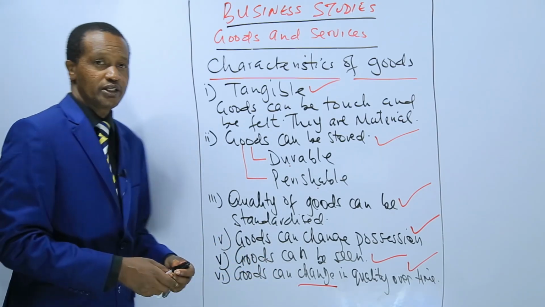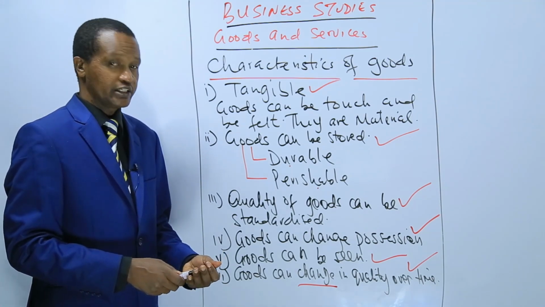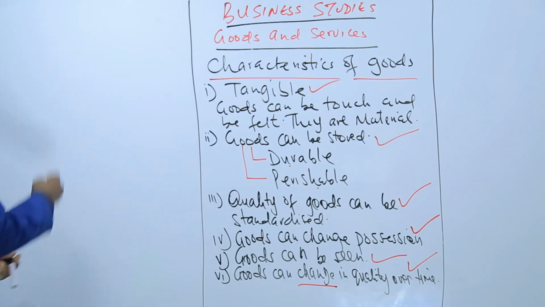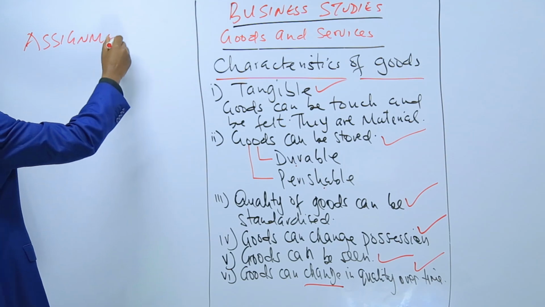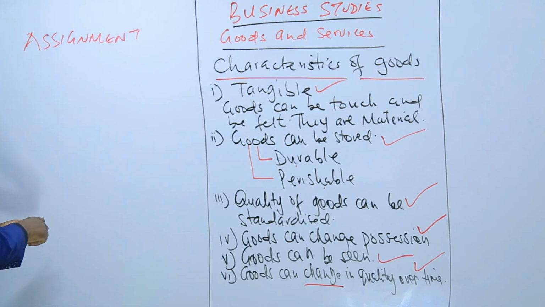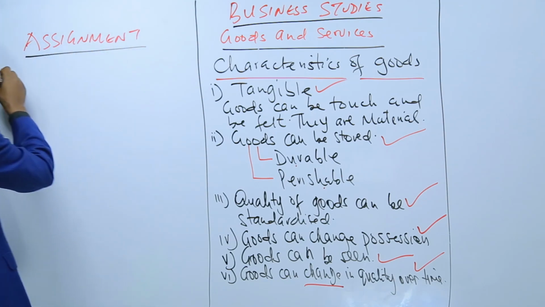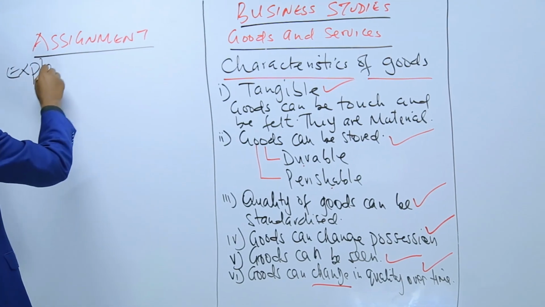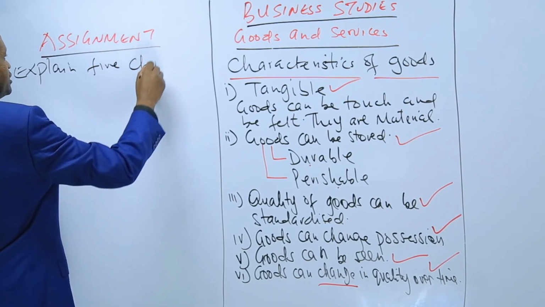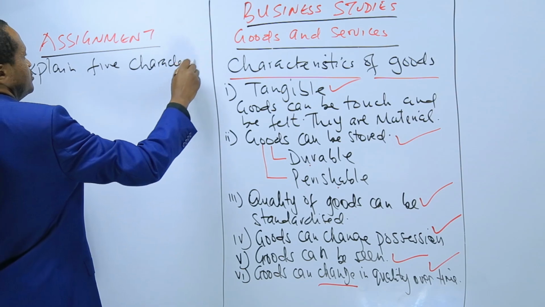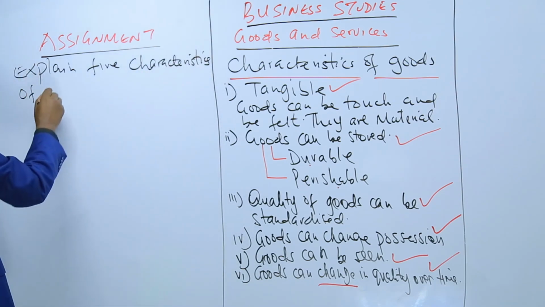So learners, that will mark the end of our today's lesson. We'll stop at that, then I'll give you assignment. At the end of every lesson, I give assignments. I only have one question. I want you to explain 5 characteristics of goods.